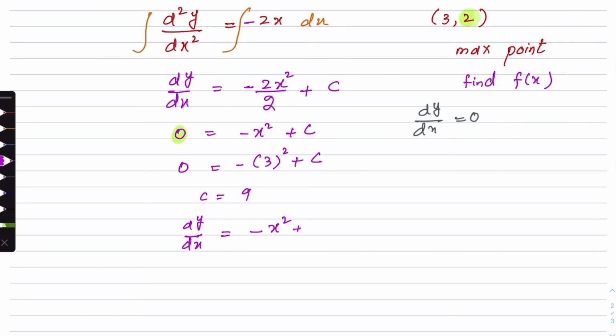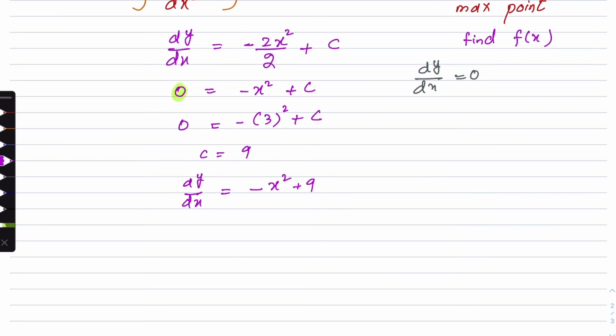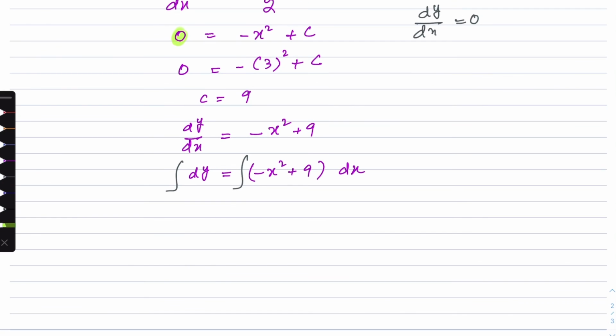square plus 9, so dy is equal to minus x square plus 9 dx. So integrate on both sides. Then this would become y is equal to minus x cube over 3 plus 9x plus c.